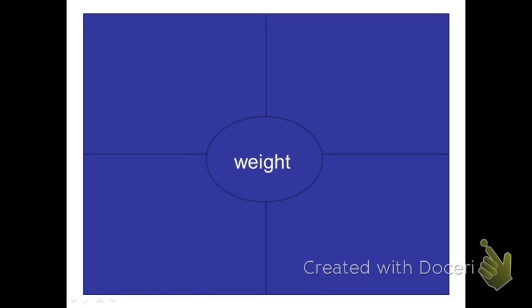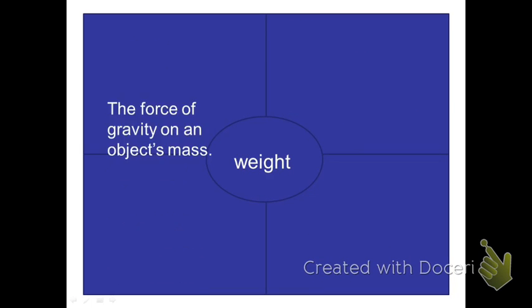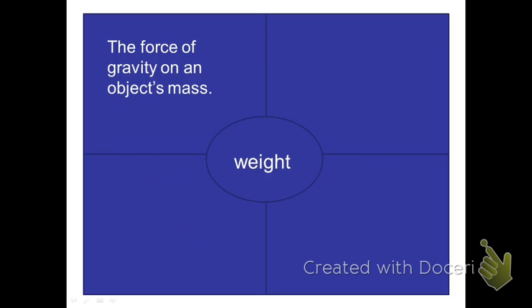Our next term is weight. This is another review word. Megan, what's weight? The force of gravity. Some characteristics for weight. The unit for weight can either be in newtons or kilograms, depending on what you're measuring, why you're measuring it.